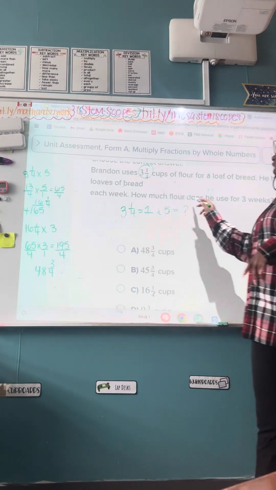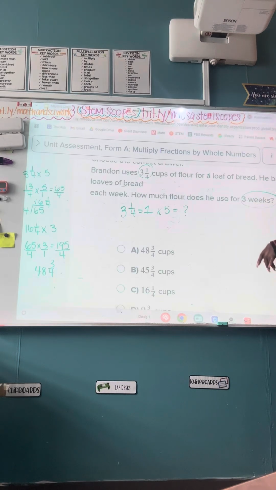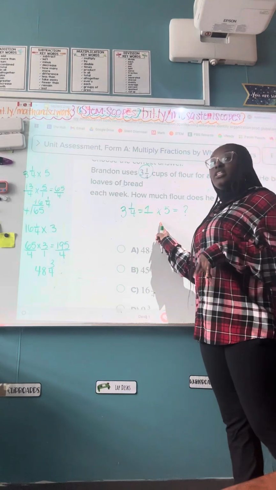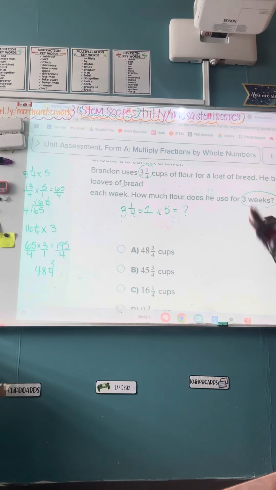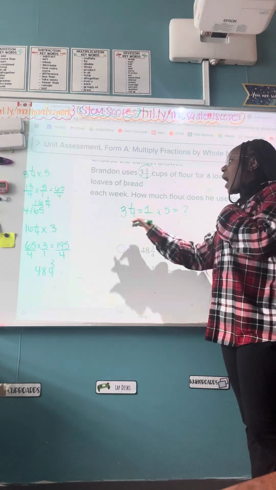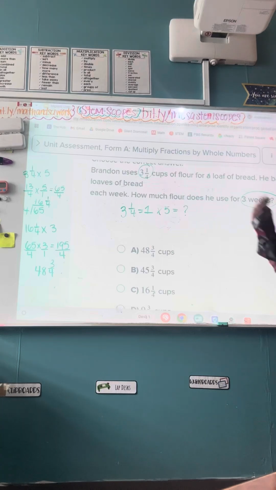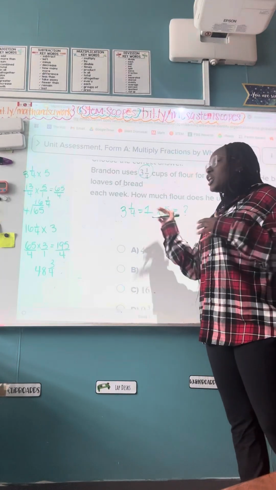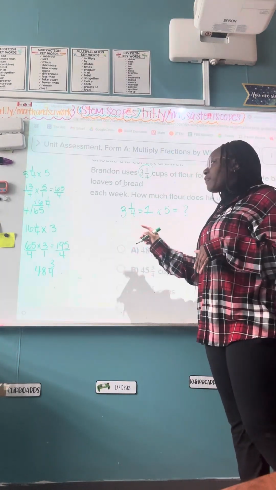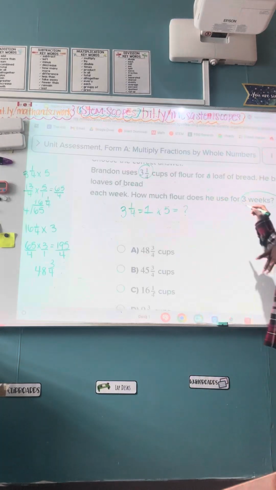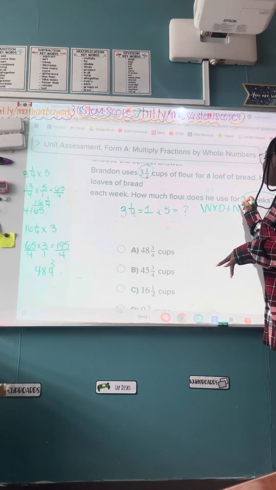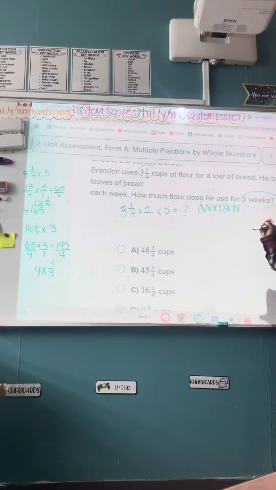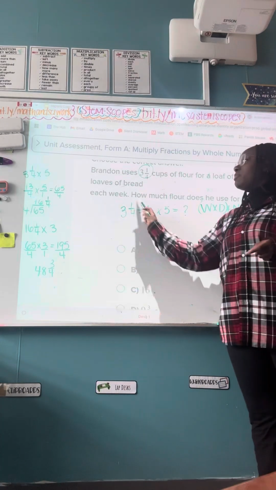It says how much flour does he use in 3 weeks? So once I calculate how much he uses for 1 week, I'm gonna then multiply that by 3 weeks. So let's get into this math really quickly. I cannot multiply whole numbers by mixed numbers, so I must convert this into an improper fraction. The formula that we're going to use for that is W times D plus N. So whole number times denominator plus numerator, and we're converting this mixed number here.